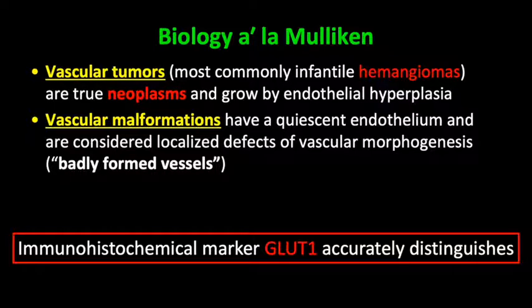On the other hand, vascular malformations are not tumors. They have a quiescent endothelium. What they are is defects of vascular morphogenesis. So the term malformation, and Dr. Mulliken actually points this out, means badly formed vessels. And that's the best way to think about these lesions. They're not tumors. They are just vessels that grew incorrectly in utero, and they are static. They are not going to grow like tumors. And the immunohistochemical marker GLUT1 can accurately distinguish between these categories.